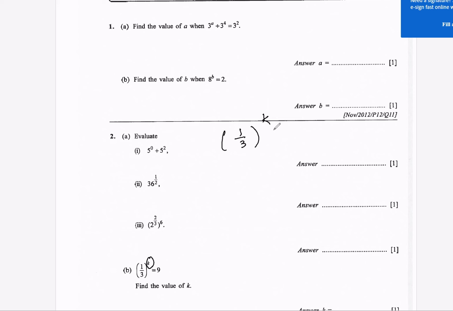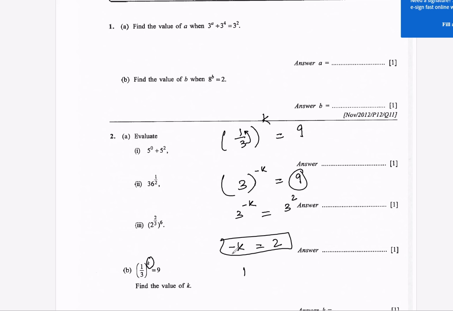So (1 over 3) power k equals 9. We can move this base up and change the sign of the power. Now we have 9. 9 is equal to 3 square. So minus k will be equal to 2. And then k will be equal to, we multiply both sides by minus 1. So k will be equal to minus 2. The value of k is minus 2. Okay, you get the idea?